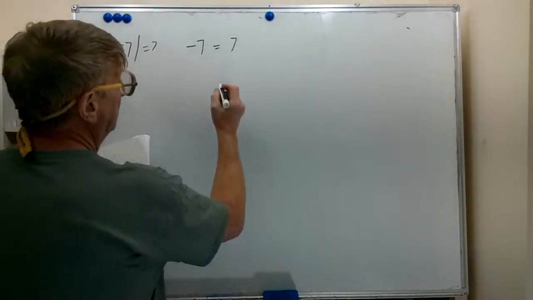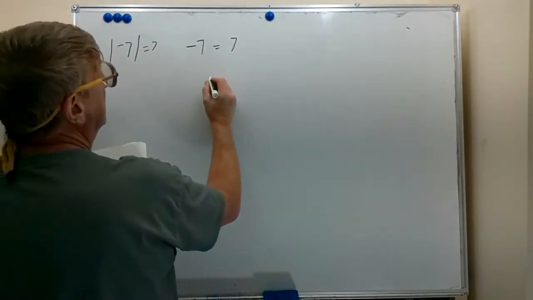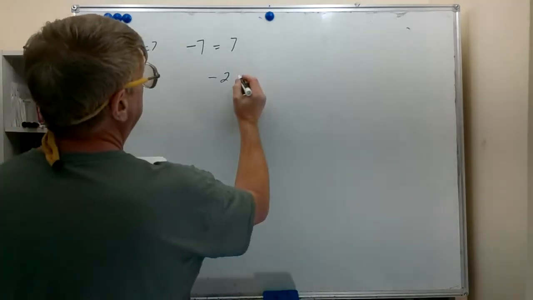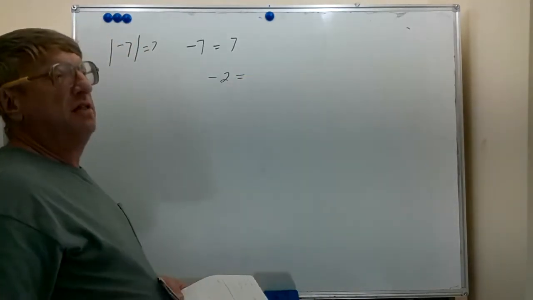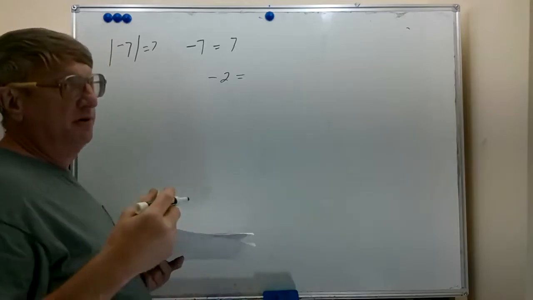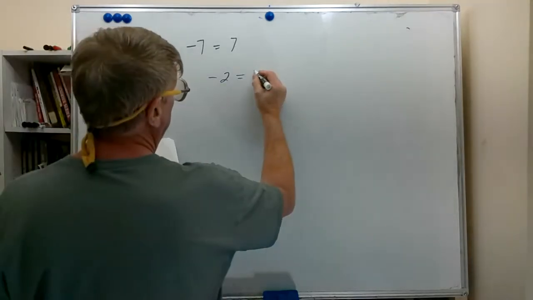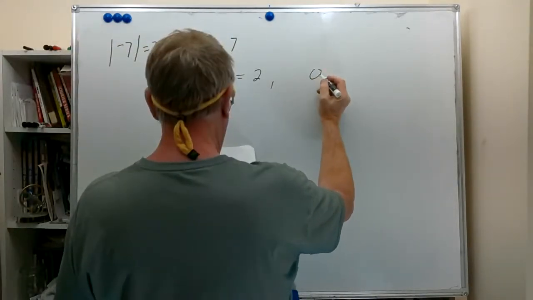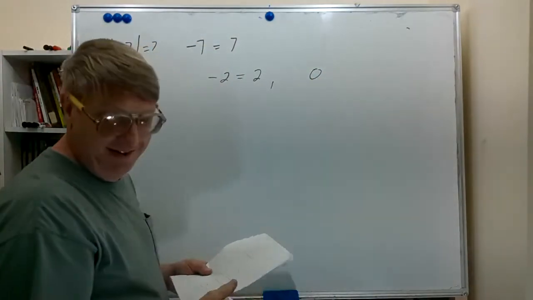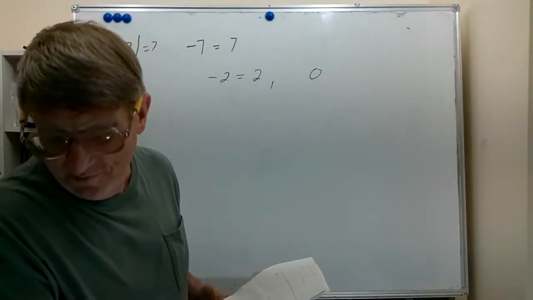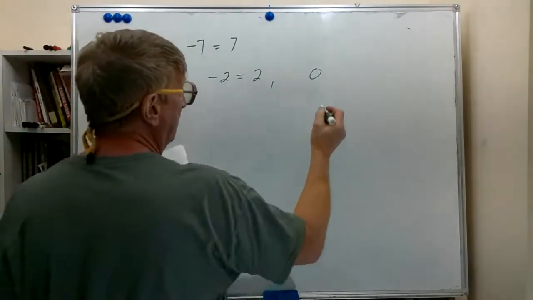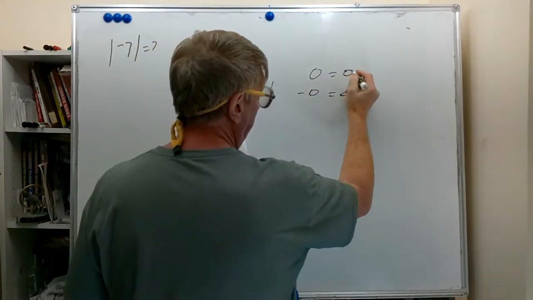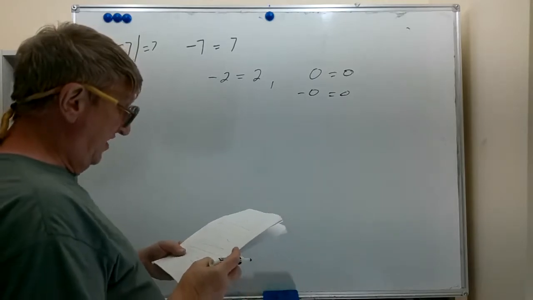A few more examples. -2. The absolute value of -2, which is the magnitude, the value of the number, the positive portion of the number, is simply 2. 0, this is an interesting one. If we had a -0, could we put a -0? Well, the absolute value of 0 is equal to 0. If I put -0, that still would be 0. It doesn't really change anything.